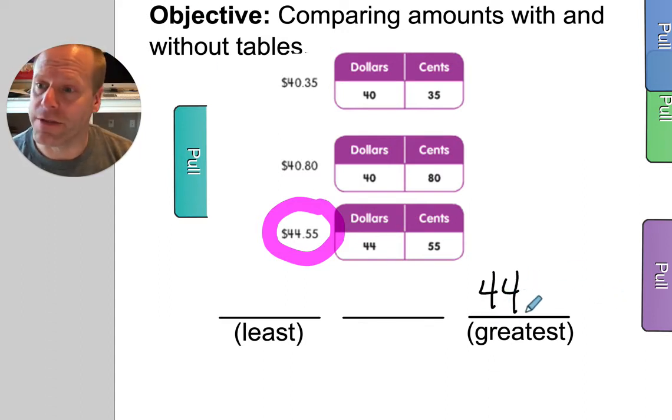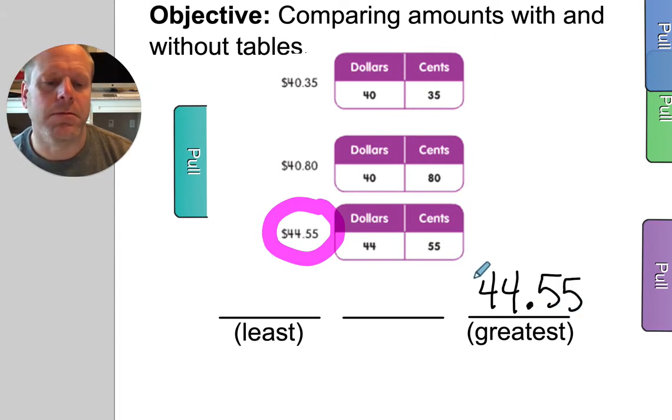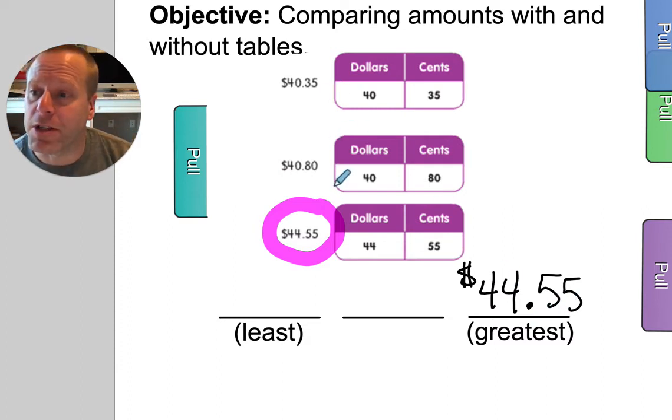$44 and some other stuff. It happens to be 55 cents. But that 55 cents didn't much matter. So now I just really have to decide the difference between these two. Would you rather have 35 cents or 80 cents? 35 is the littlest. 80 is the next best.